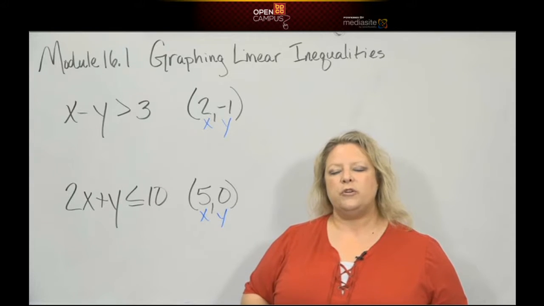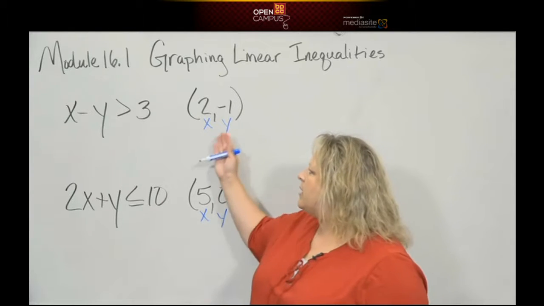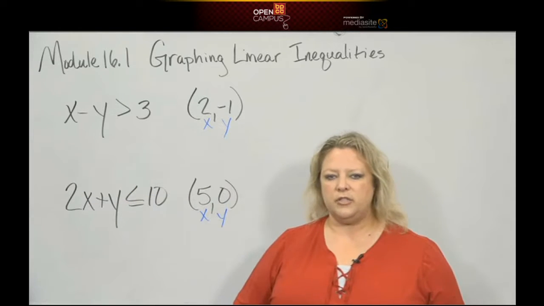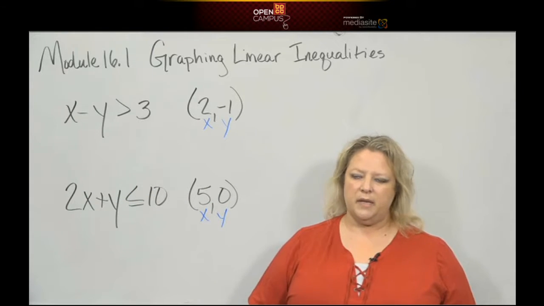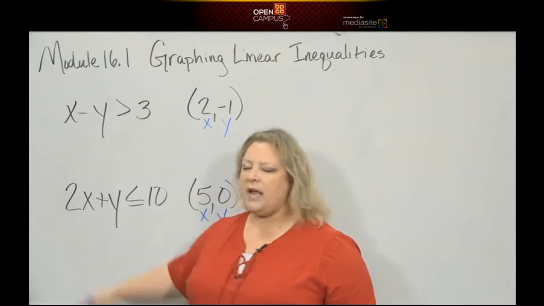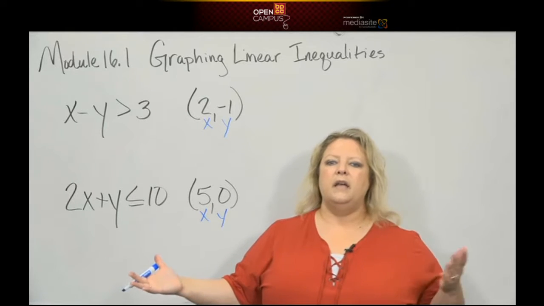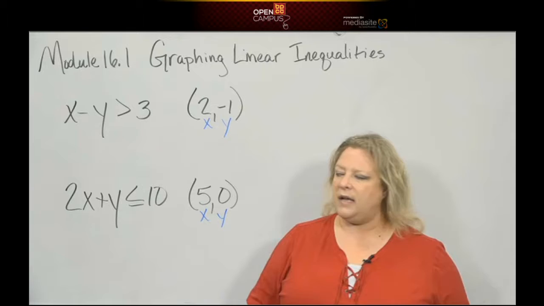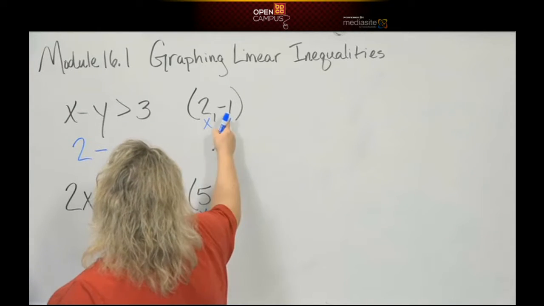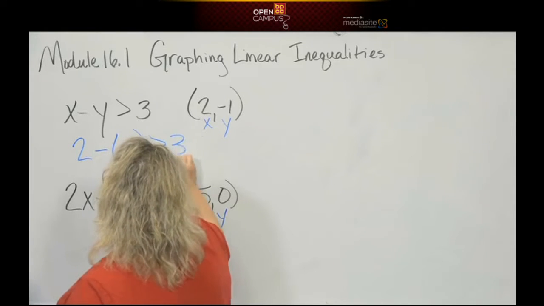So now, in order to determine, remember, determine makes a decision, we're going to determine if this ordered pair does fall into the solution set, whatever that solution set may be. So all we have to do is substitute these two numbers in place of our x and our y, and work it out and say, okay, is the left side true compared to the right side? So let's do that. We have 2 minus the y value, which is negative 1, greater than 3.